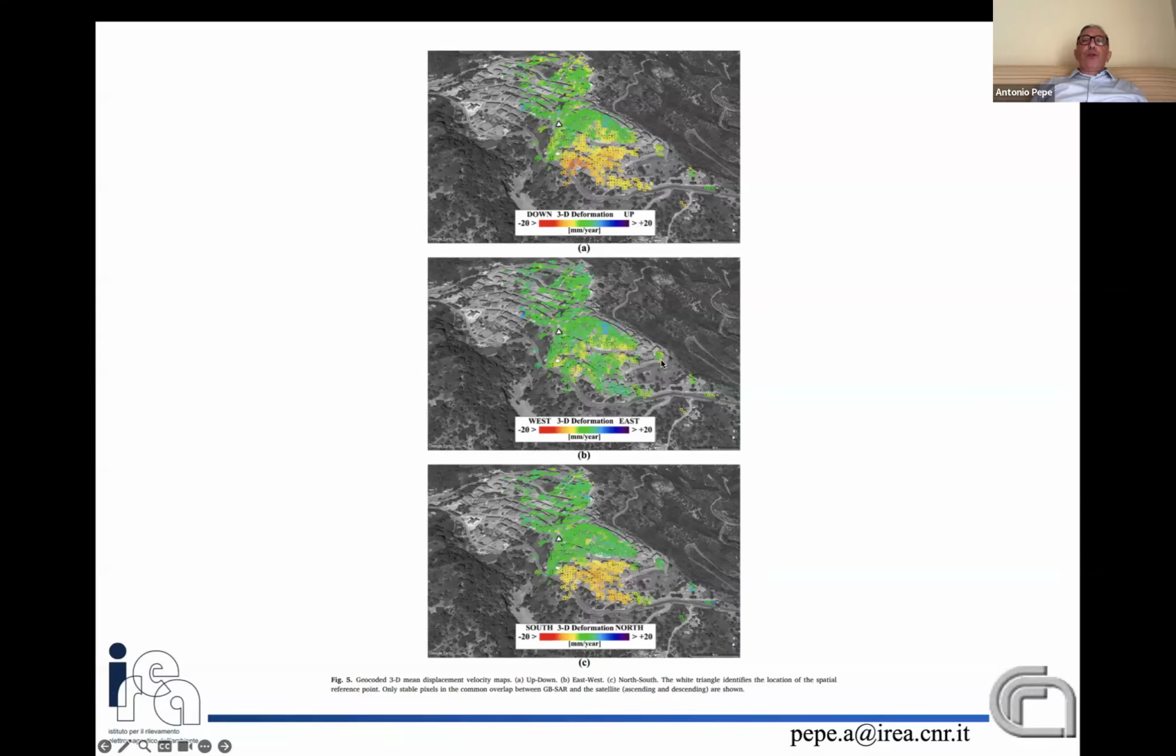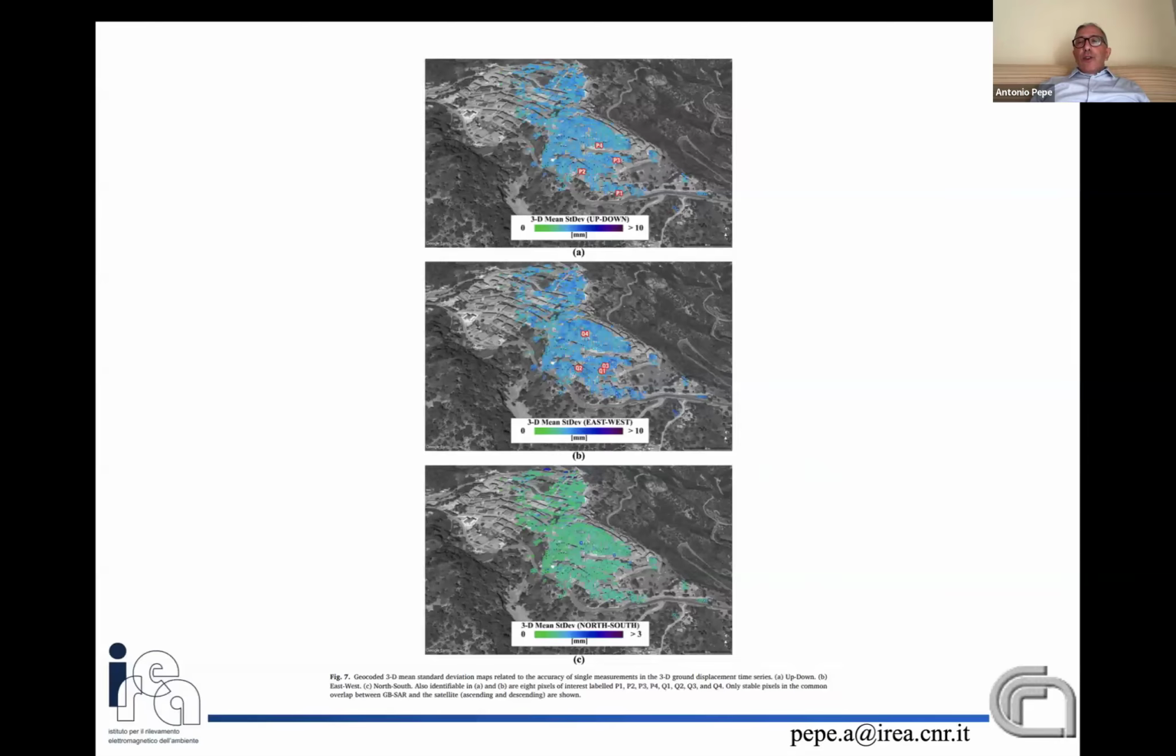Of course, there are lots of problems to be solved and addressed. For instance, the dimension of the targets, and the fact that the illumination angles are different. All these issues represent sources of noise that must be taken into account. This is also the map of the errors. As we can see, in this case the north-south deformation is more accurate than the up-down and east-west. The reason is that we used a ground-based SAR instrument, and so the information related to north-south was more precise.